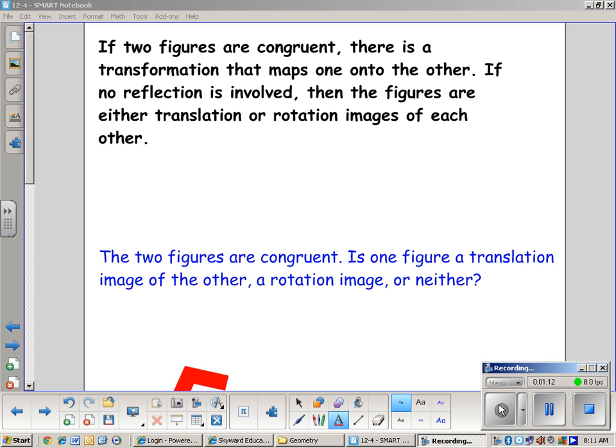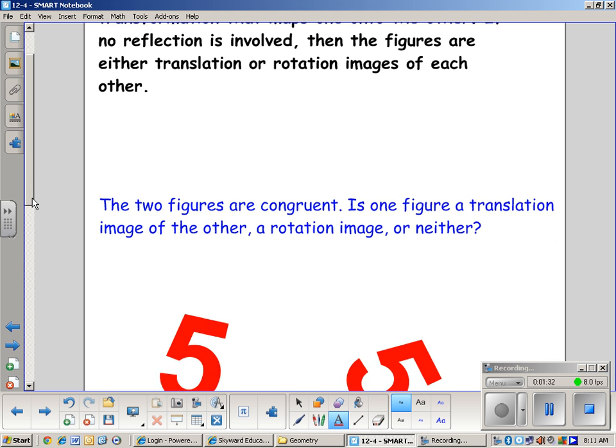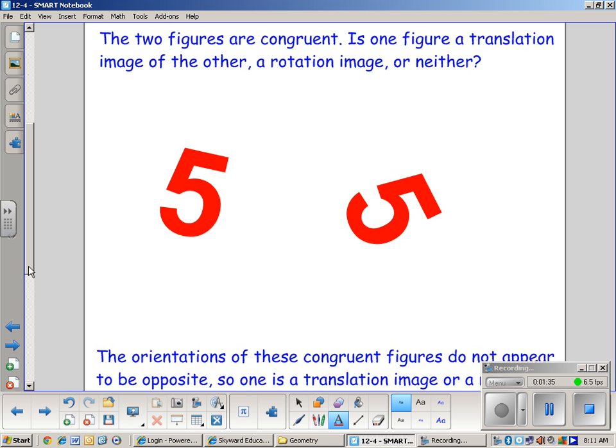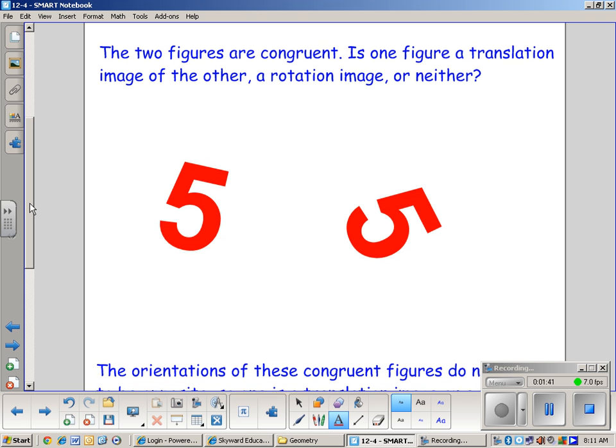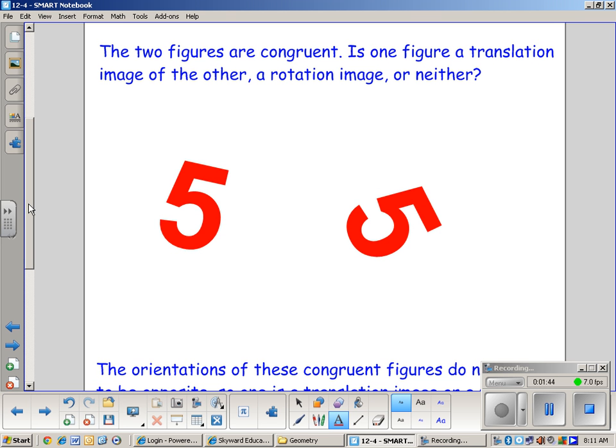We talked a couple days ago about mapping onto each other, and remember, I swung that. I guess it was yesterday. I rotated the one around, and we realized that Bailey was right. It didn't match up, so we had to fix that. But when we rotate or translate or reflect, we can map one right on top of the other. And so the question here is, the two figures are congruent. Is one figure a translation image of the other, a rotation image, or neither?